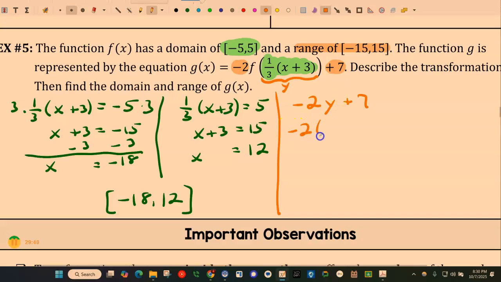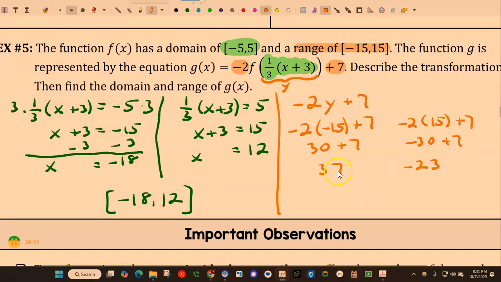So I'll have negative 2 times negative 15, plus 7, so that's 30 plus 7, that's 37. And then do the same thing with the positive 15. Plug that in for y. So negative 2 times positive 15, and add 7. So we have negative 30 plus 7, so that's negative 23.